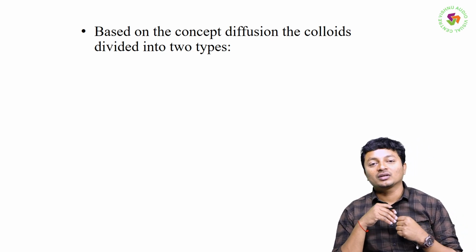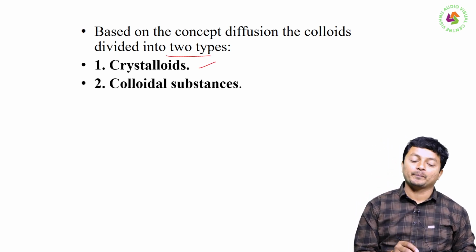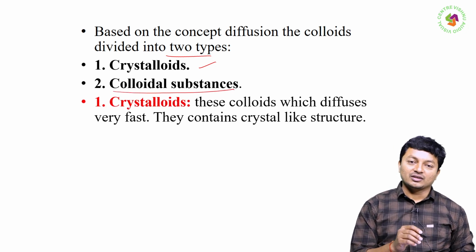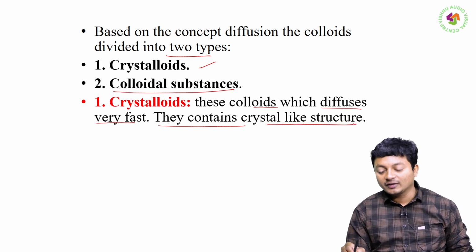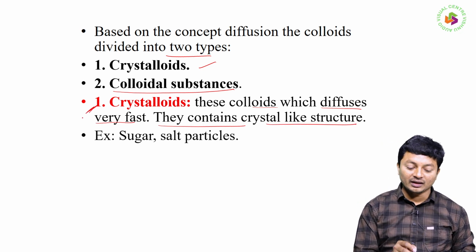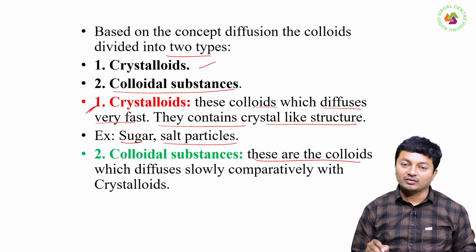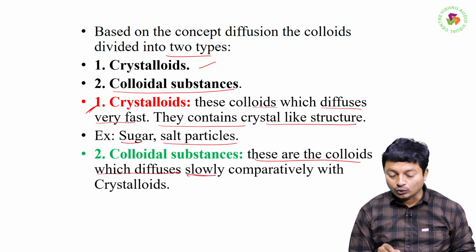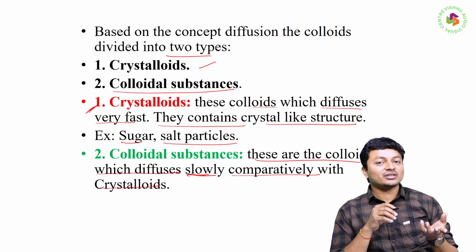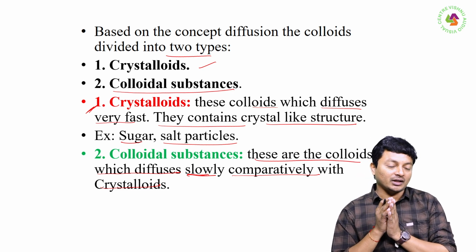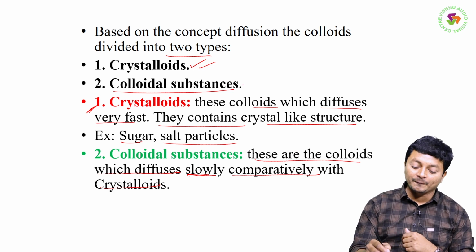Based on the diffusion concept, colloids are divided majorly into two types: crystalloids and colloidal substances. Crystalloids are the colloids which diffuse very fast and contain crystal-like structure. Examples: sugars, salt particles. And colloidal substances are the colloids which diffuse slowly compared with the crystalloids. Very simple concept. As we discussed, diffusion means from high concentration to low concentration through a permeable membrane. In this process, the colloidal particles show two different properties: crystalloids and colloidal substances.